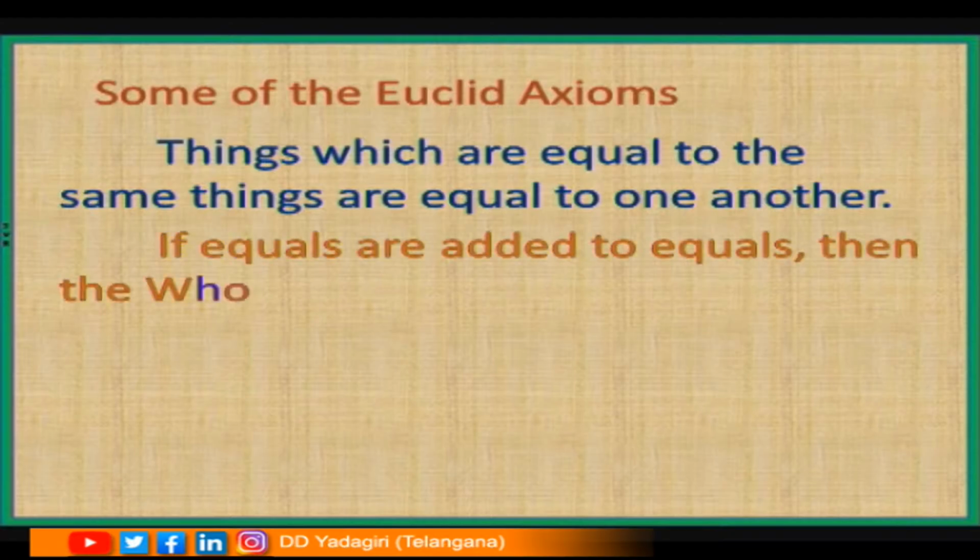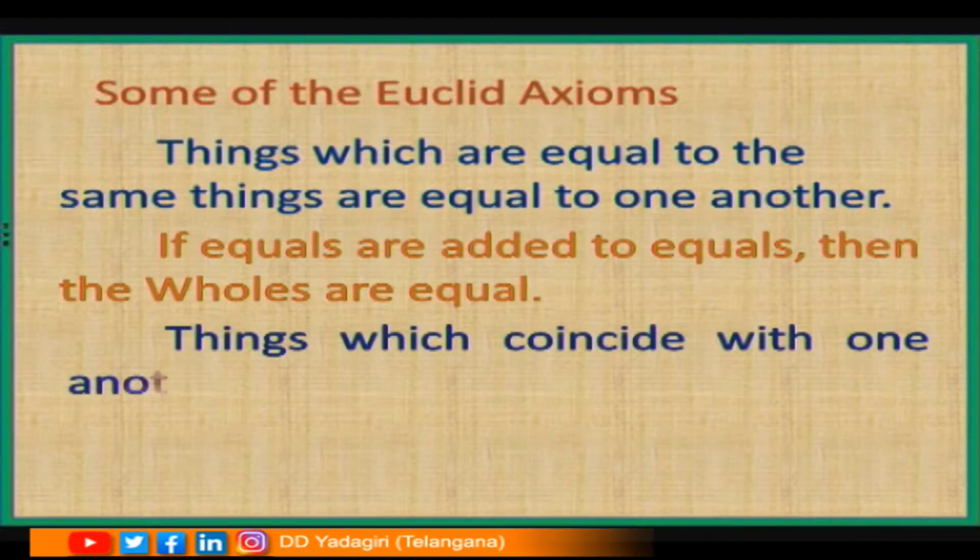If equals are added to equals, then the wholes are equal. For example, let us discuss here. There is an equality, let me say 5 is equal to 5. If I add 2 on the left side and 2 on the right side, then the value on the left side, 2 plus 5, becomes 7, and on the right side 5 plus 2 becomes 7. That means both are equal again. That means when you are adding equals to equals, then the wholes are equal again. This is what he proposes.